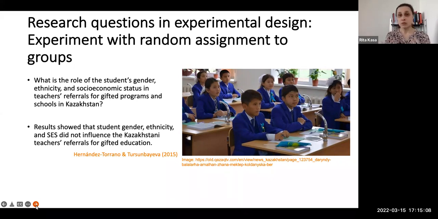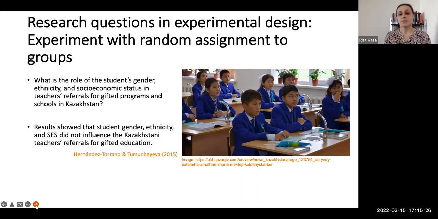Well, in the result of this research, actually, we have news that is good for Kazakhstan. Results in this study showed that student gender, ethnicity, and socioeconomic status did not influence the Kazakhstani teachers' referrals for gifted education among students.